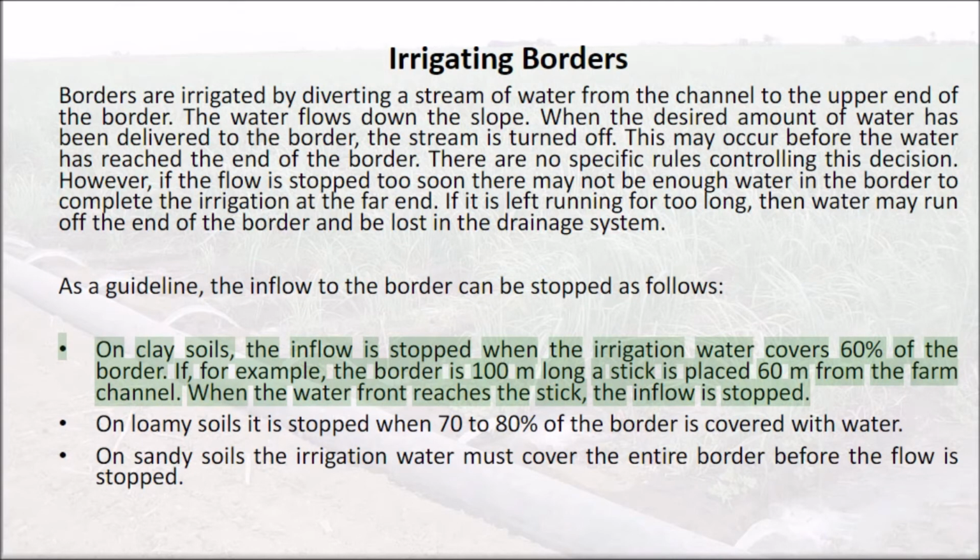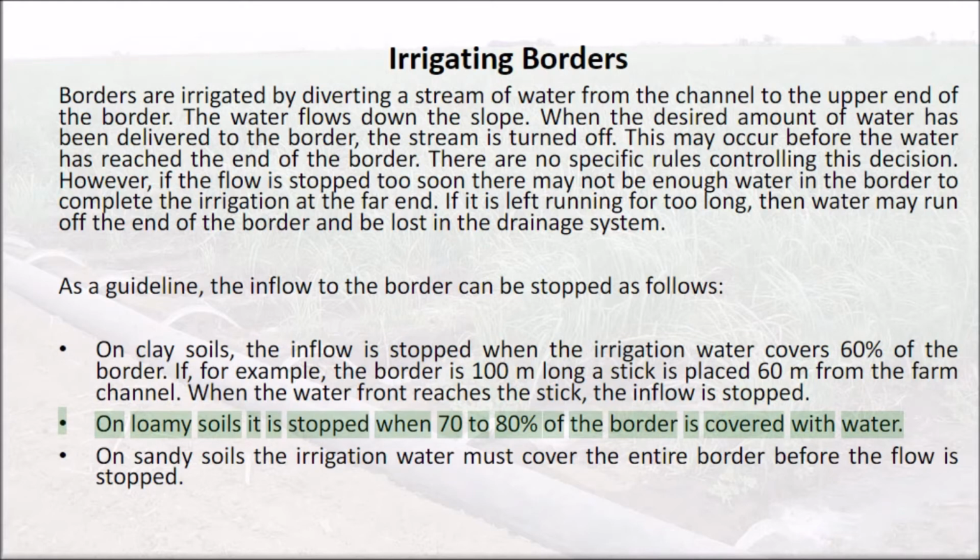On clay soils, the inflow is stopped when the irrigation water covers 60% of the border. If, for example, the border is 100 m long, a stick is placed 60 m from the farm channel. When the waterfront reaches the stick, the inflow is stopped. On loamy soils, it is stopped when 70 to 80% of the border is covered with water. On sandy soils, the irrigation water must cover the entire border before the flow is stopped.